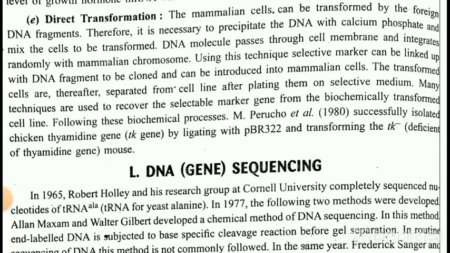Following these biochemical processes, M. Perucho et al. in 1980 successfully isolated the chicken thymidine kinase TK gene by ligating it with pBR322 and transforming the TK-deficient mouse cells. DNA gene sequencing.